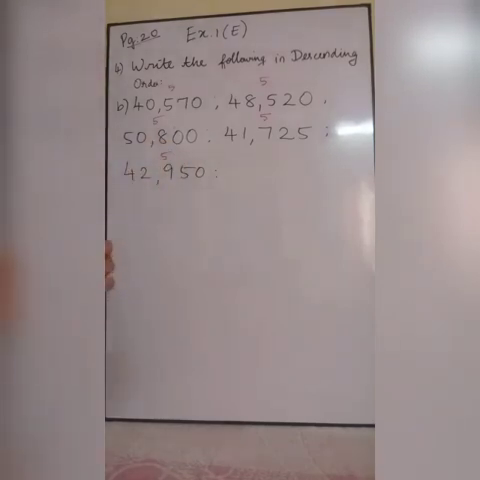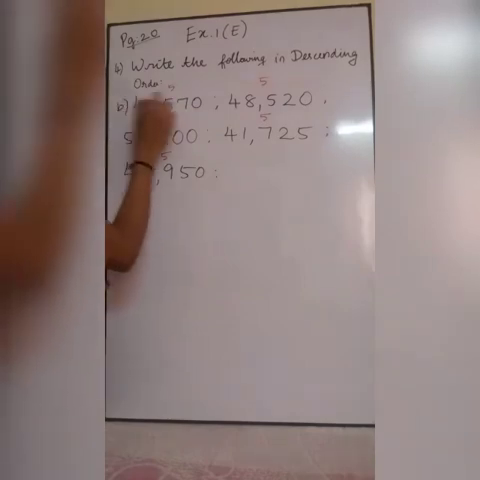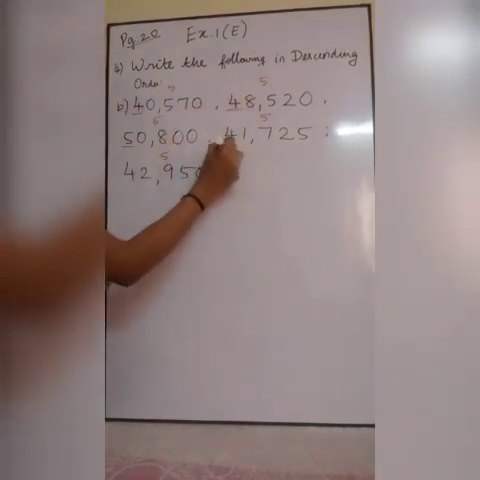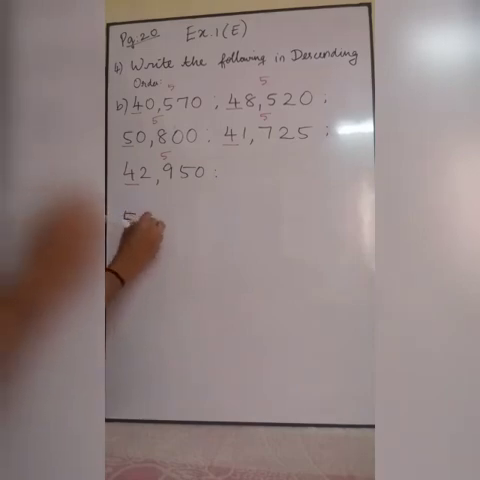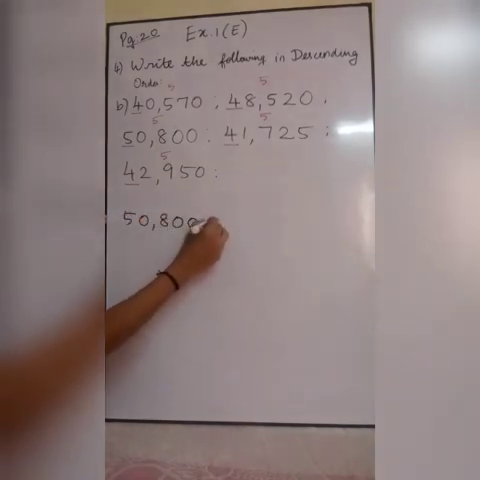So I am going to start from the first number. 4, 4, 5, 4, 4. So in this, which is greater? Whether 4 is greater or 5 is greater? 5. So which is your first number? 50,800 will be your greatest.